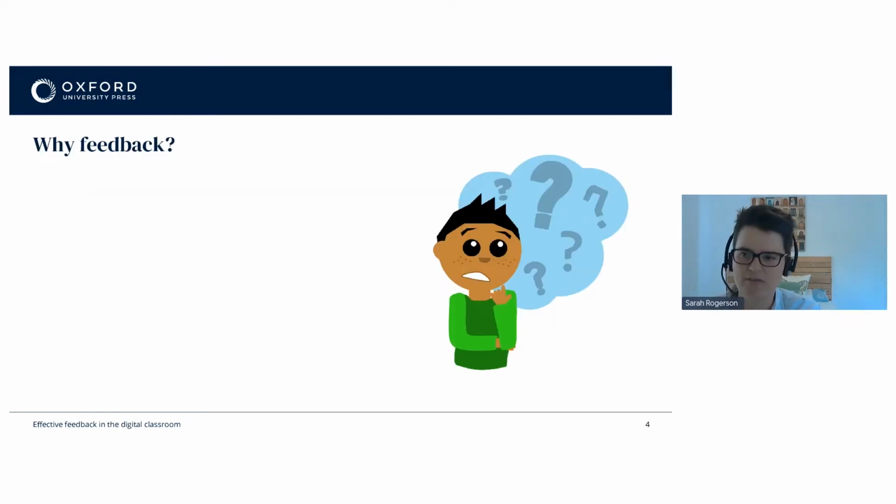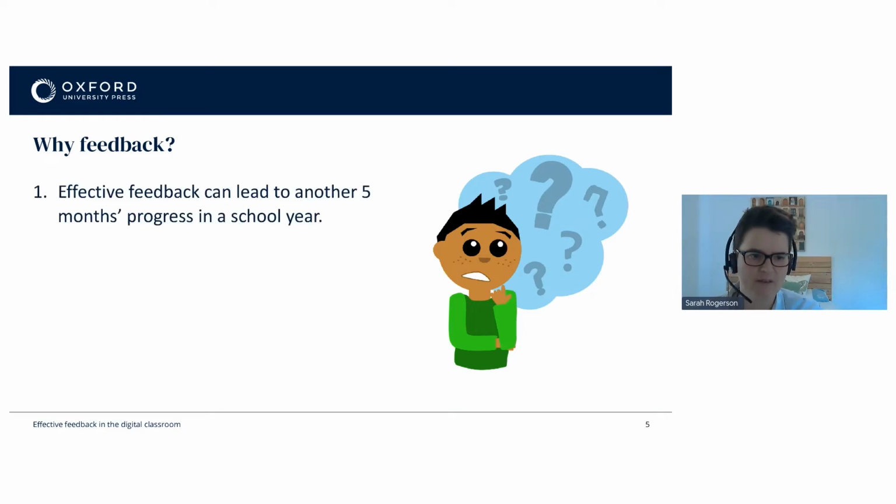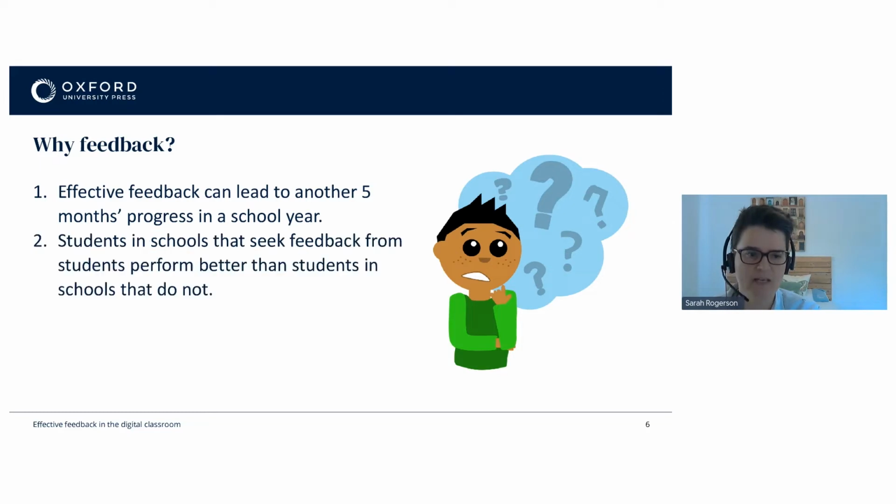So now let's look at why feedback. And there are 3 important reasons why I want to look at feedback today. One is that effective feedback can lead to another 5 months progress in a school year. How amazing is that? That if teachers are effectively doing feedback, and it's the effective thing we're going to talk about today, if teachers are effectively applying feedback, your students could have an extra 5 months progress in a school year. That's pretty phenomenal, right? So I'm sure you will agree, looking at the effective stuff is really important.